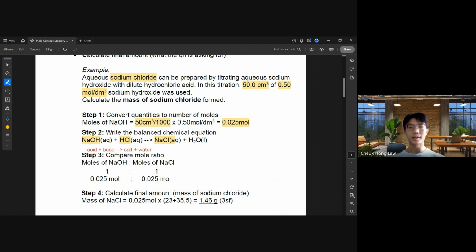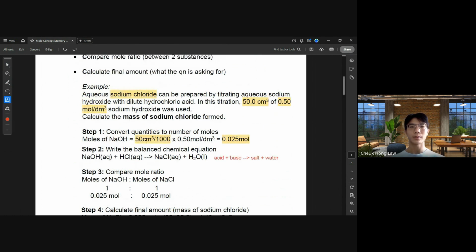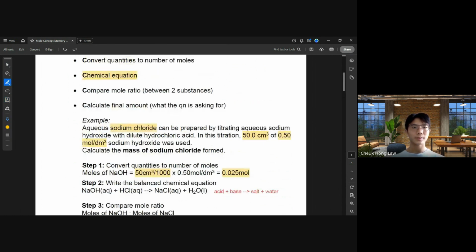And then you have to balance the equation. Luckily in this case, everything is 1, 1, 1, 1, so you don't have to balance it. But most of the time you will need to balance it. So once we're done with the balanced chemical equation, let's look at step 3.